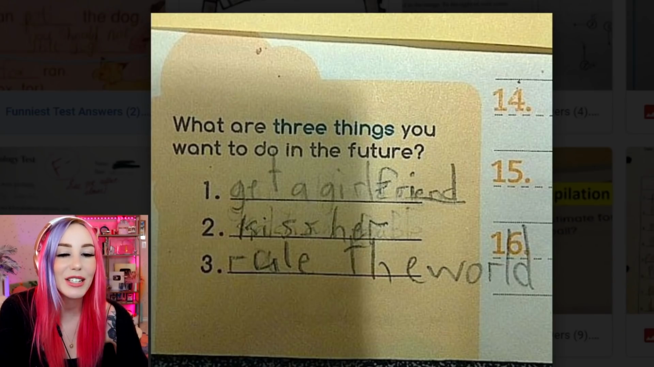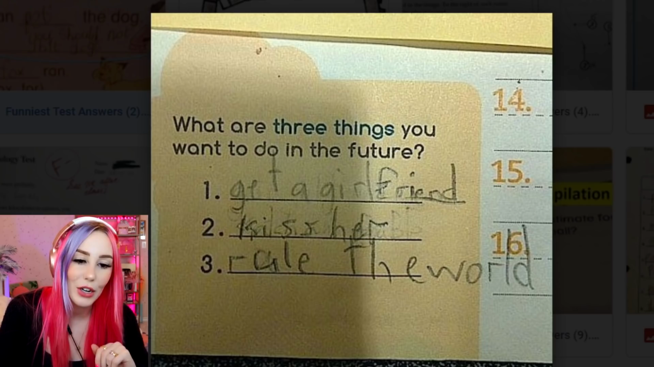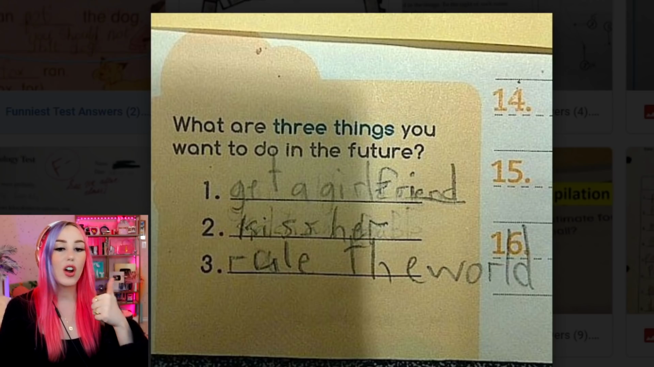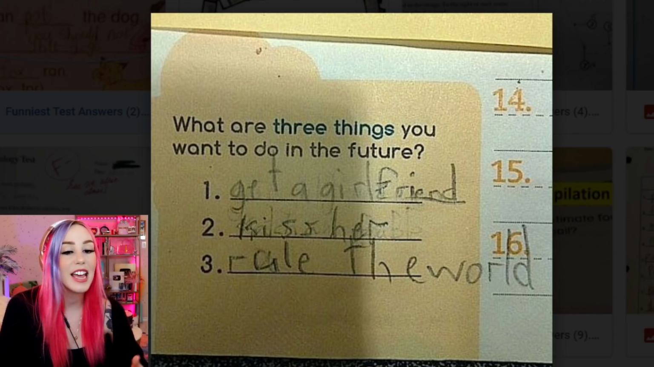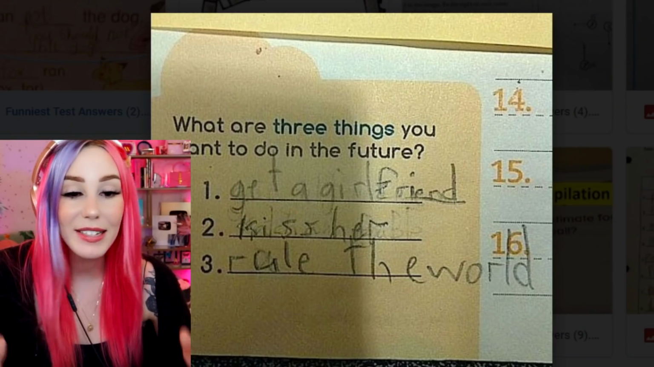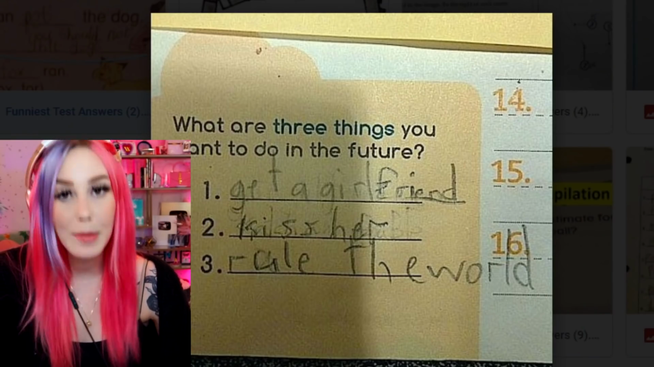What are 3 things you want to do in the future? Get a girlfriend, kiss her, rule the world. Simple man. Don't really know how we're gonna get there. We don't have like a 5-year plan or anything. You're gonna get the girl, kiss her, and that's all you need to do to rule the world, baby. I like this man. He's going places, not to college, but definitely places.